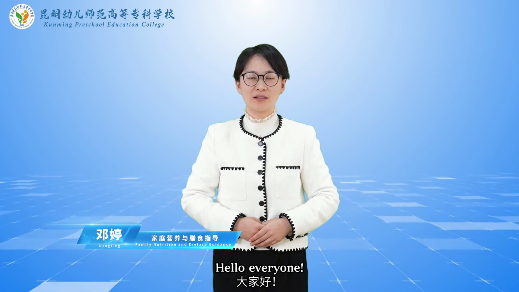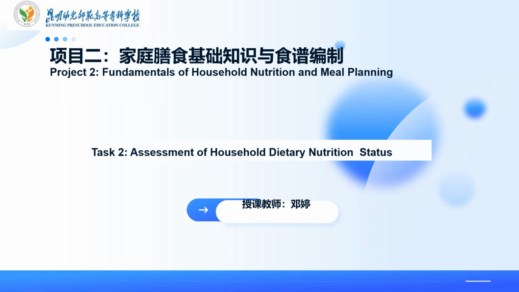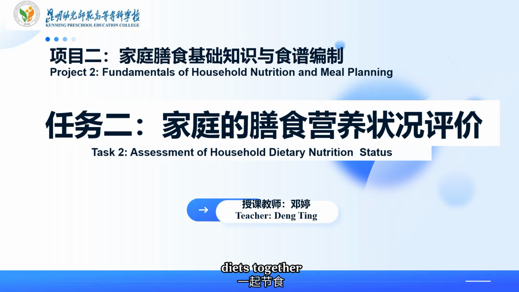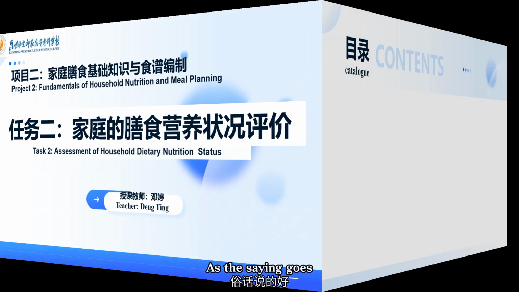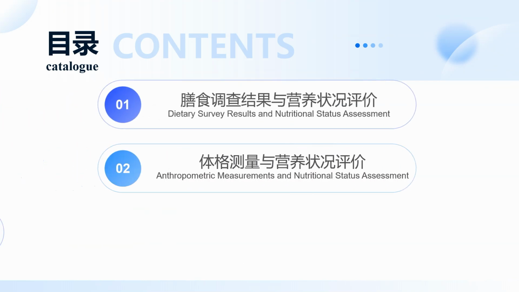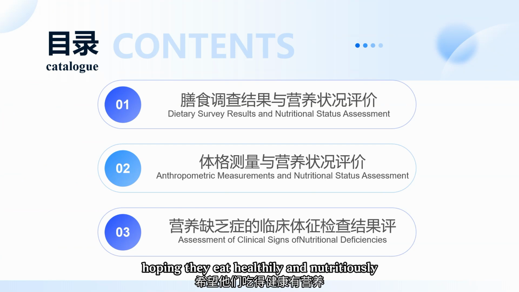Hello everyone, welcome to the Family Nutrition and Dietary Guidance course. In this lesson, let's learn about evaluating the nutritional status of family diets together. As the saying goes, food is the paramount necessity of the people. We prepare meals for our families every day, hoping they eat healthily and nutritiously.